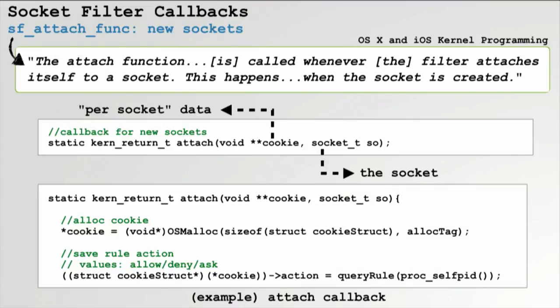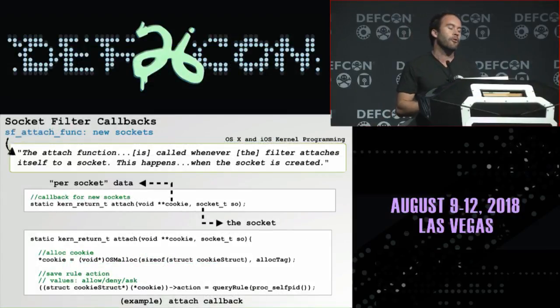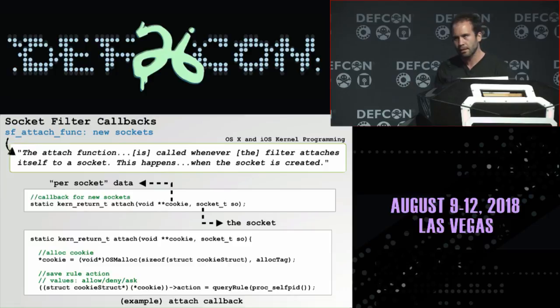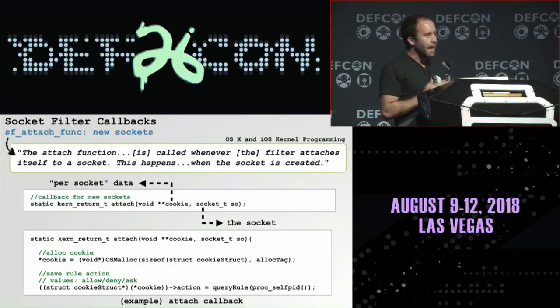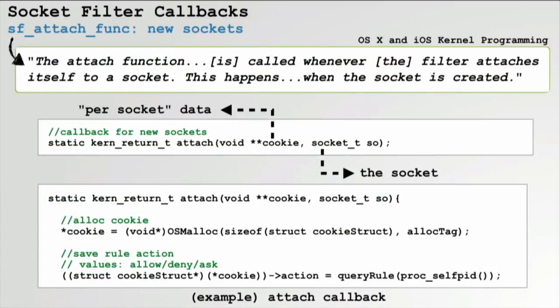Okay, so now let's talk about these callbacks, which, as I mentioned, once your socket filter is registered, will be automatically invoked by the operating system on socket events. The first callback is the attach callback, and as we can see on the slide, it will be invoked anytime a new socket is created. It's created with a cookie parameter that's designed to hold any socket-specific information. You can really put whatever you want there.